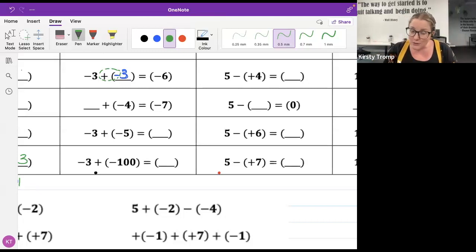All right, let's finish up here. So let's see if you got some of my answers. All right, so for my next sum, I'm hoping that you guys got negative 3 plus negative 4 gives you negative 7. I'm hoping for the next one, you got an answer of negative 8. And for the last one, I'm really hoping that you managed to get negative 103.